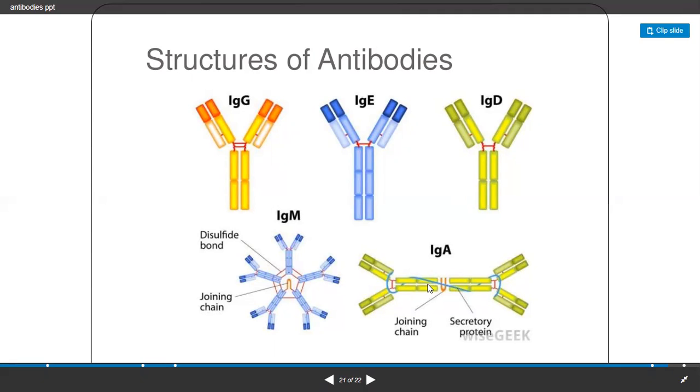IgA, as we know, is dimeric, meaning there are two antibody structures in IgA, and they are bound by a J chain. This is the joining chain, which binds the IgA monomeric structures, making a dimeric structure. Next is IgM. Here we can find five immunoglobulin monomeric structures joined together to make a pentameric structure, and this is the joining chain which joins these monomers.